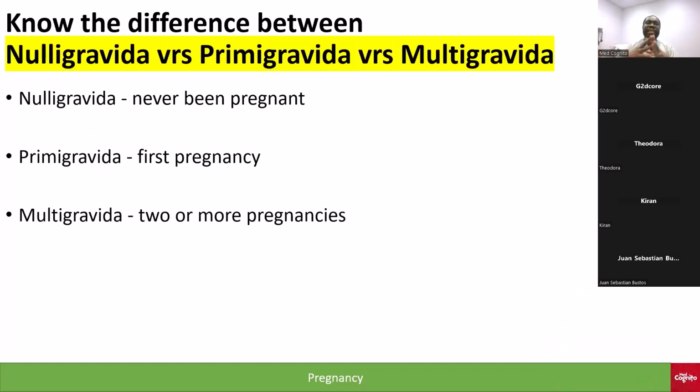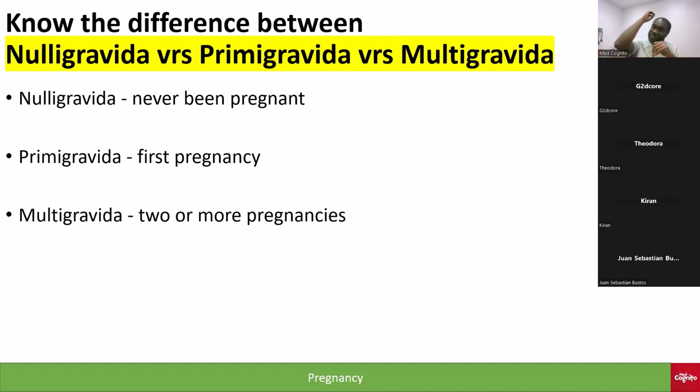Let me move on. There are also 3 definitions we need to learn: nulligravida, primigravida, and multigravida. Most of the time, I see a lot of NCLEX candidates confusing nulligravida and primigravida. So let's take our time and understand it. Nulligravida means the patient has never been pregnant. Never, ever, ever been pregnant.